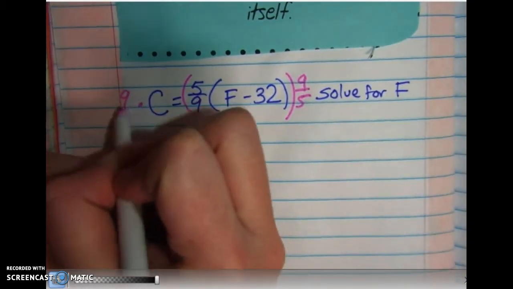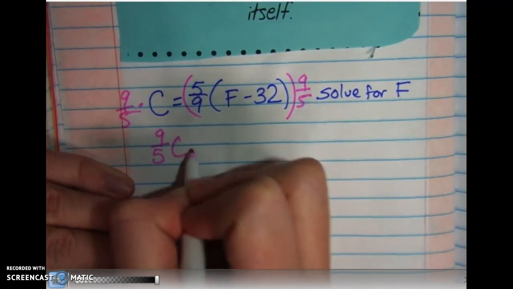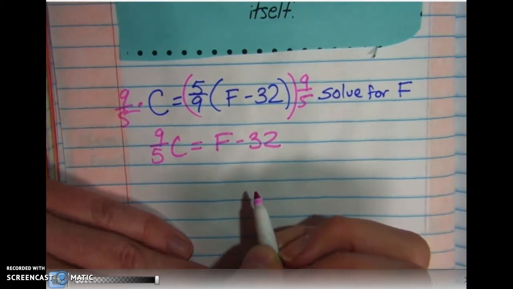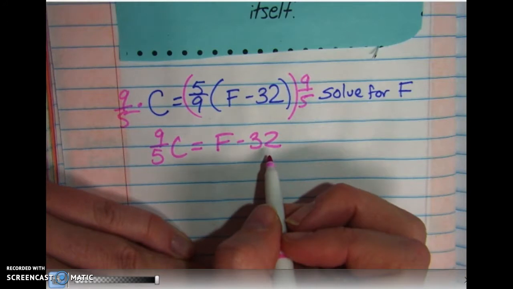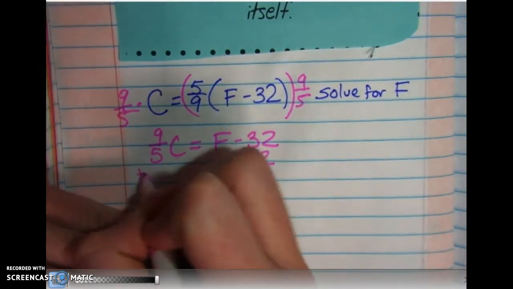9/5. So I'm going to multiply by 9/5. So I'm going to get 9/5 C equals f minus 32. Now what do I want to do? I want f by itself. So what am I going to tell negative 32 to do? Go away. Go away by adding.